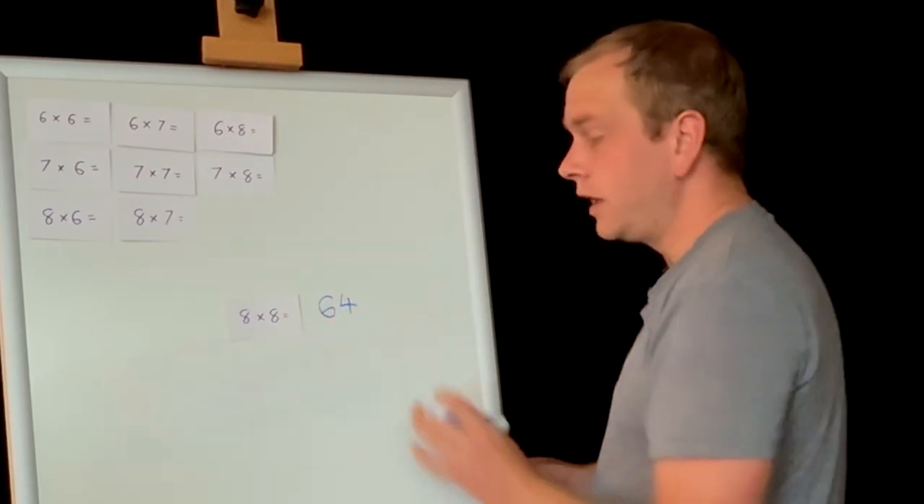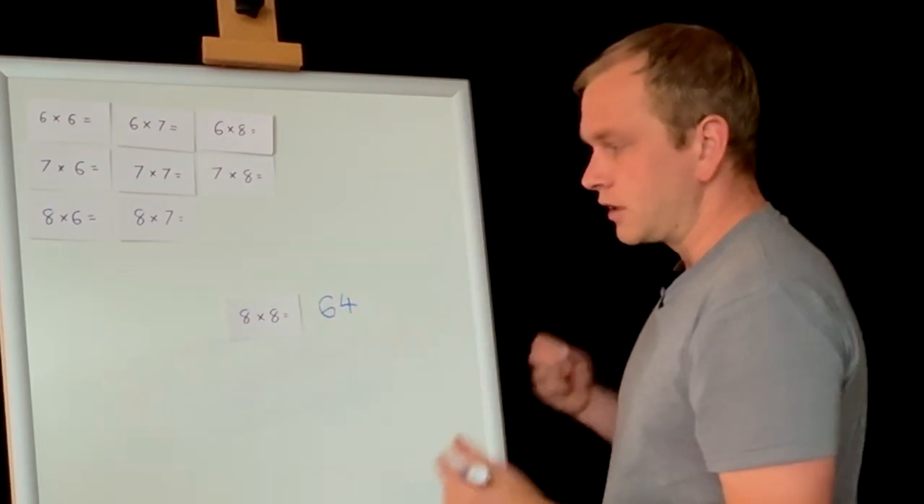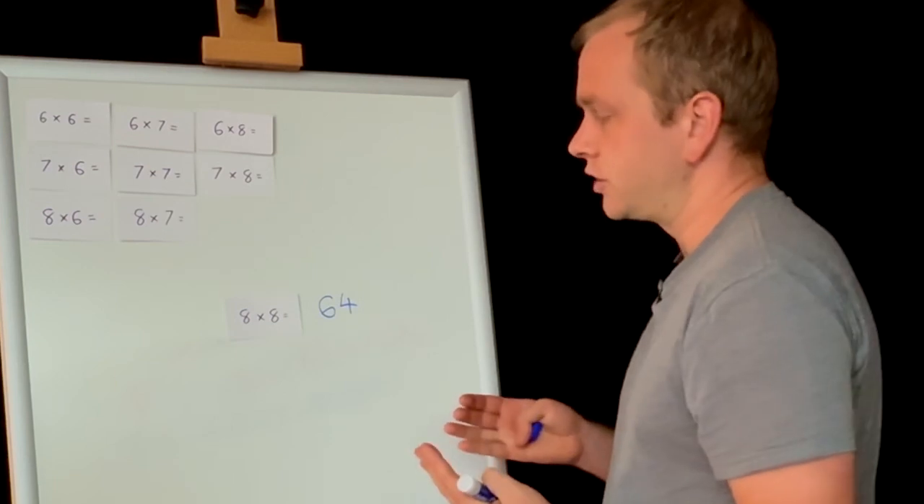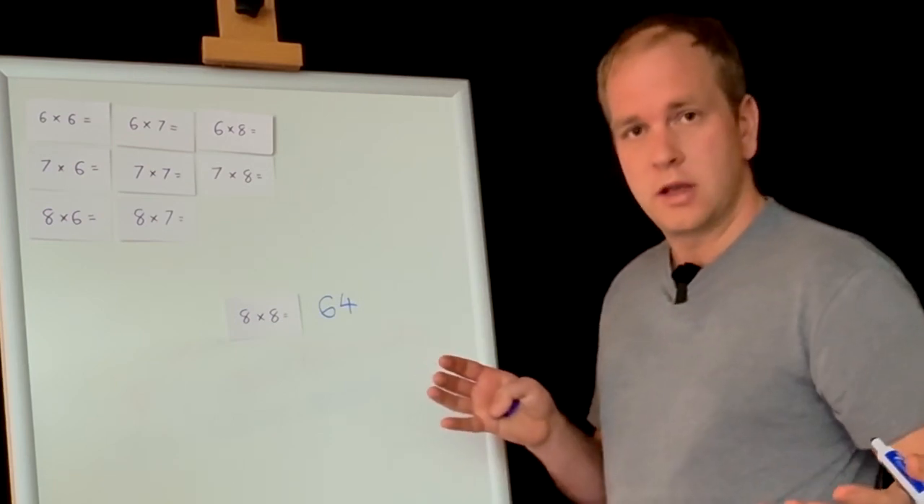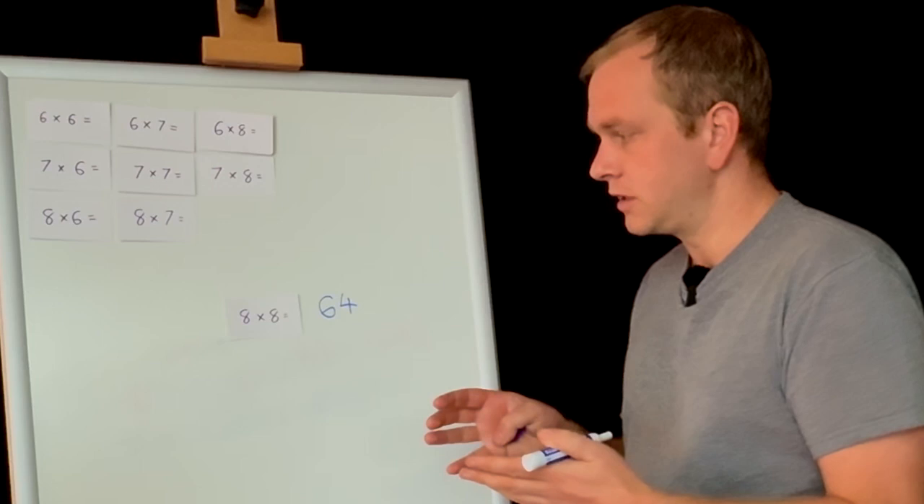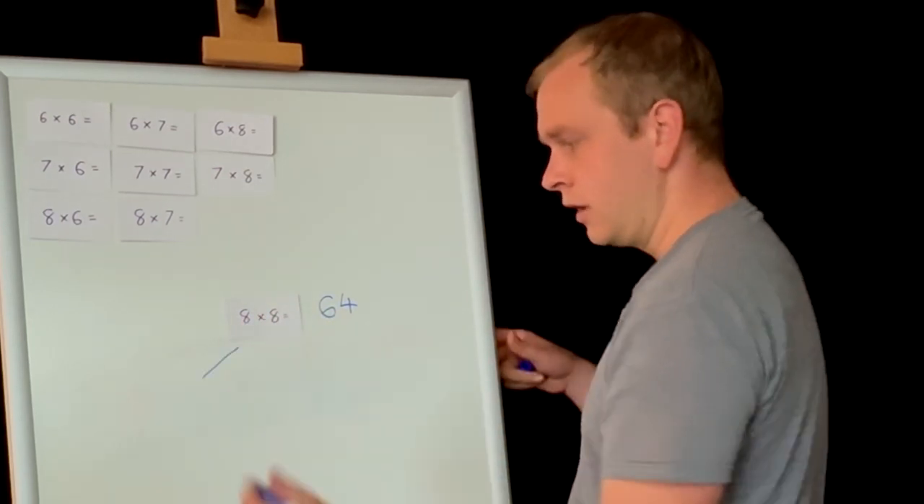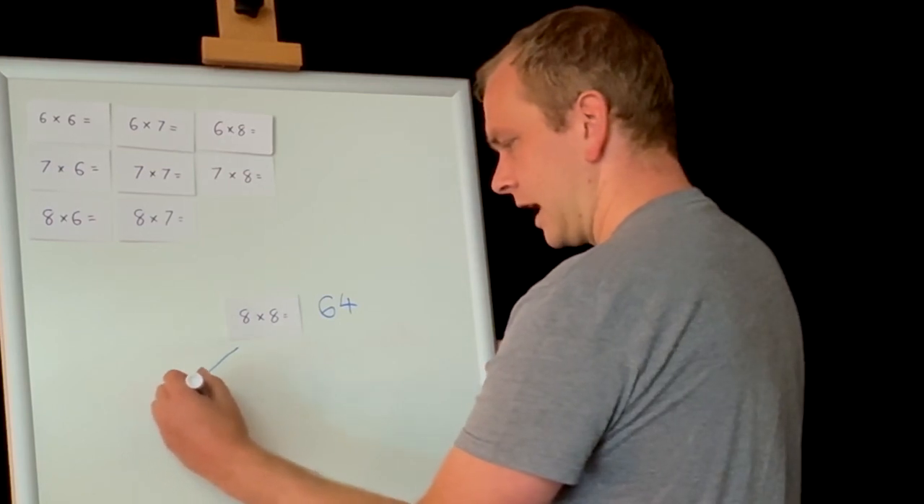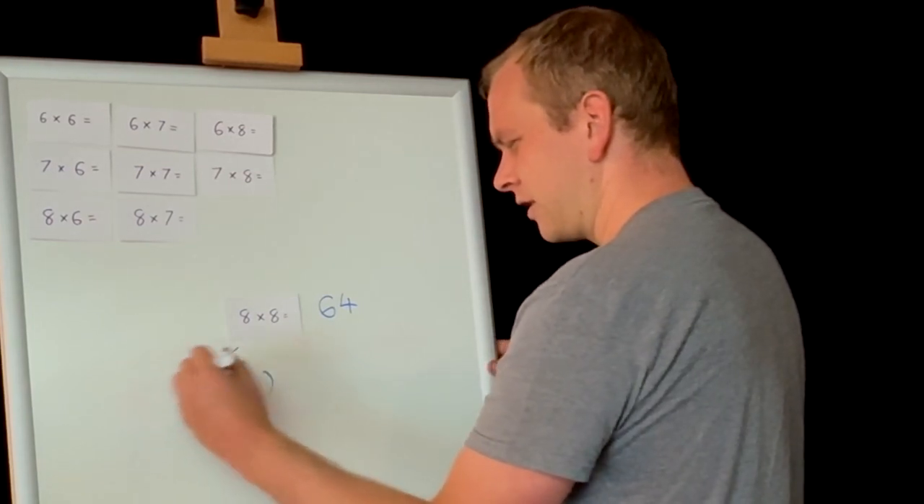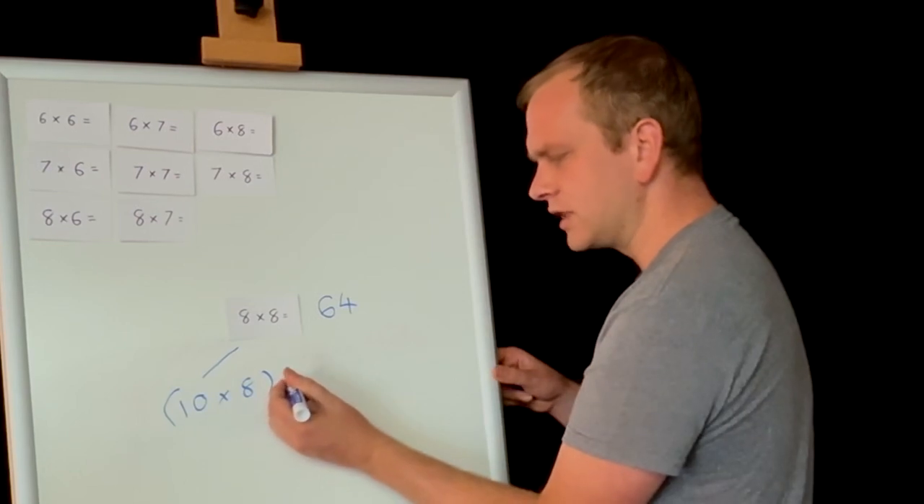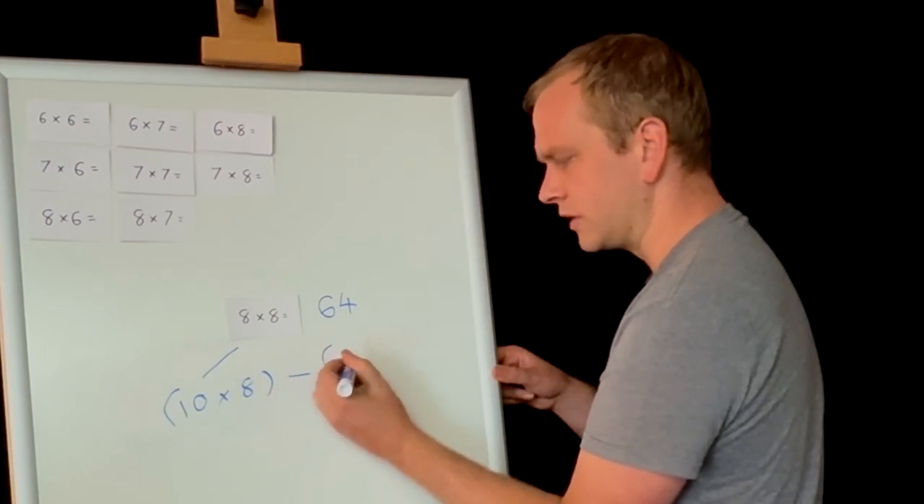But this isn't the only way to get 8 groups. Sometimes an easier strategy is to get 10 groups first, and then take away 2 groups, because finding 2 groups is easy as well as finding 10 groups. So for example, I could go 10 times 8, that's going to get me 10 groups, and then I'll just need to take away 2 groups.